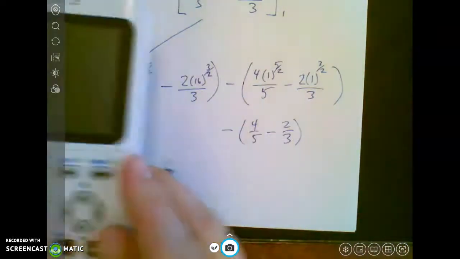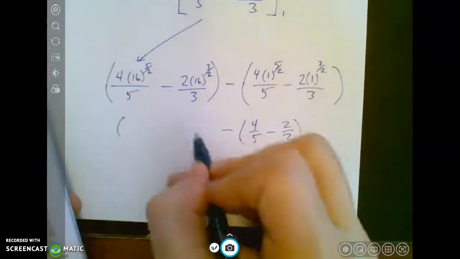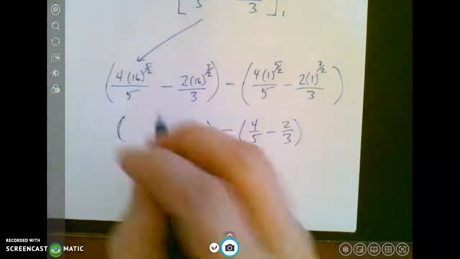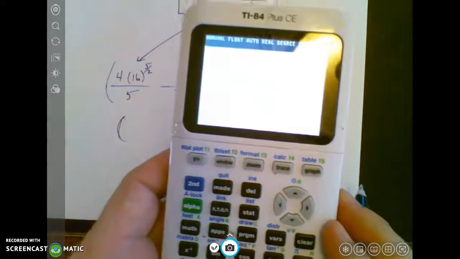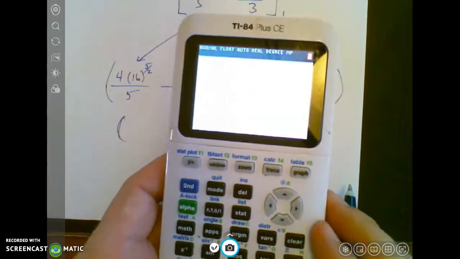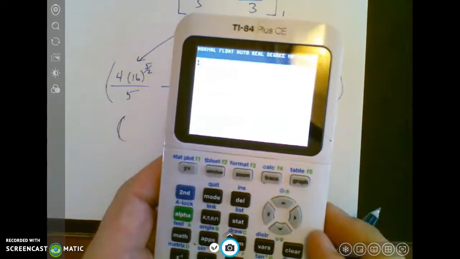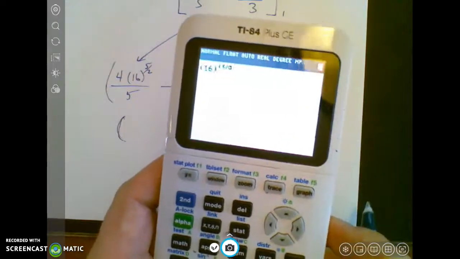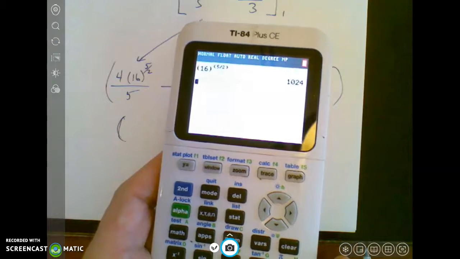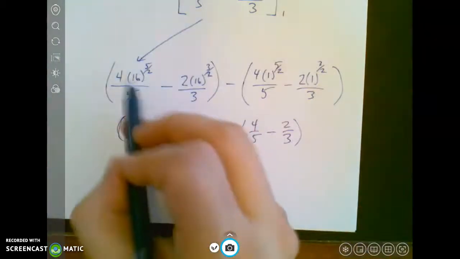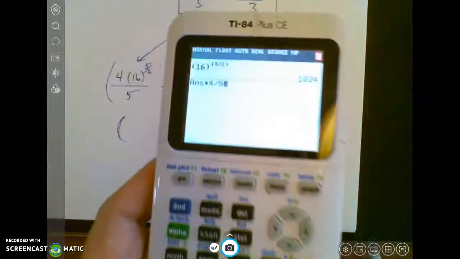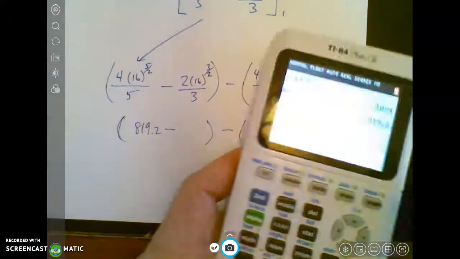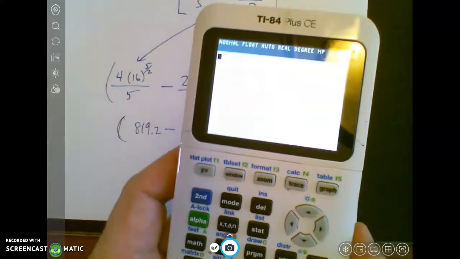Okay, this side, maybe I'll do them one at a time like the pieces. You know, the more you write, the less likely you are to make a little error. Okay, my battery's low. I want to find out what 16 to the 5/2 is. So in parentheses, 16 to the 5/2. Boom, is 1024. And then I'll go times 4/5. Boom. So that's 819.2 minus, and now I'll do it kind of in reverse here again, 16 to the 3/2.